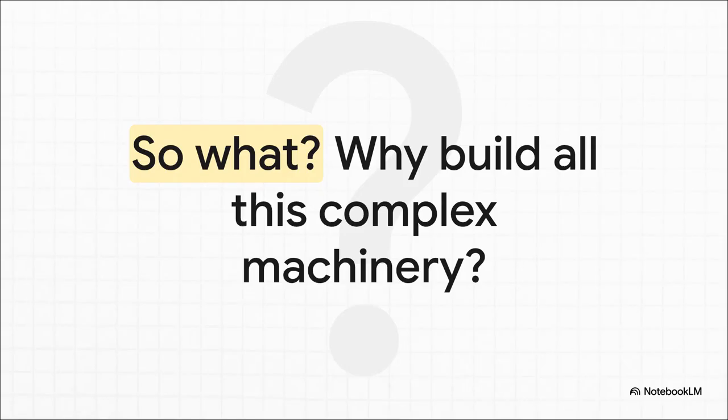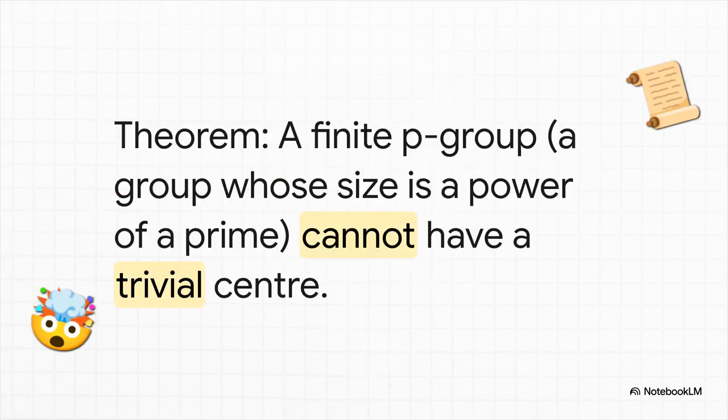At this point, you're probably asking, okay, so what? Why did we go through all that trouble? And that is a fair question. This is where pure math gets its superpowers. By building these abstract tools, we can discover things that are absolutely, undeniably guaranteed to be true. And here it is. There's a powerful theorem that says for a special kind of group, called a finite p-group, that's just a group whose total number of elements is a power of a prime number, like 2, 4, 8, or 3, 9, 27, it cannot have a trivial center.